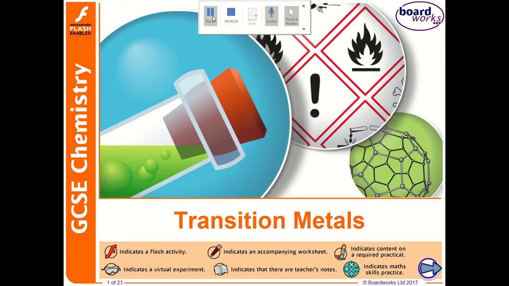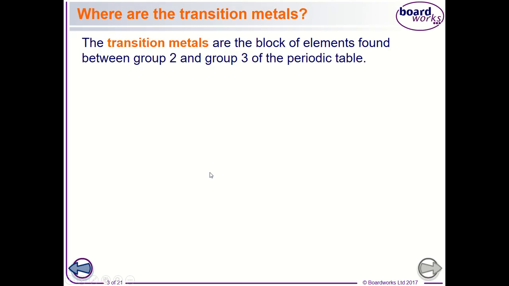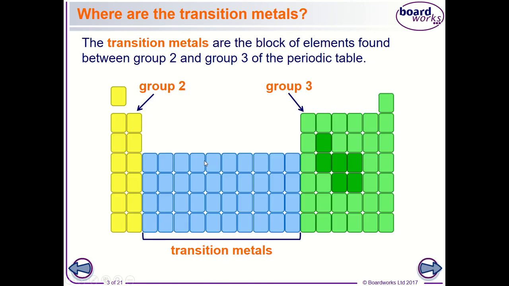Okay, so again, if we just go through this in conjunction with the textbook and your class notes. And okay, so let's get going. Right, so transition metals, the same as we've already done our group 1, we've done our group 7 halogens, and we've done our group 0, the noble gases.